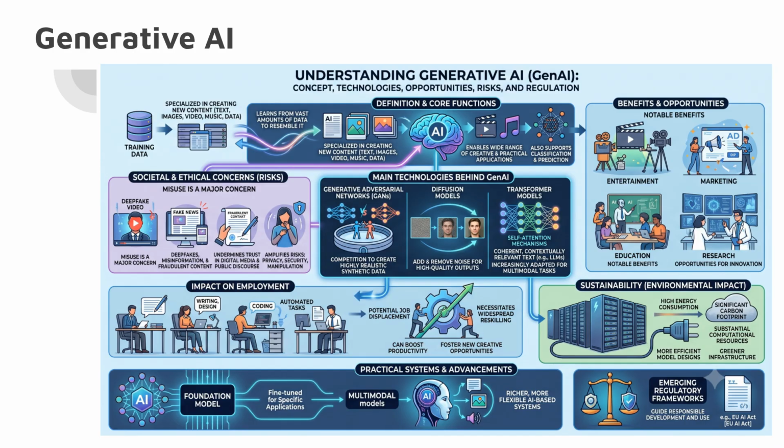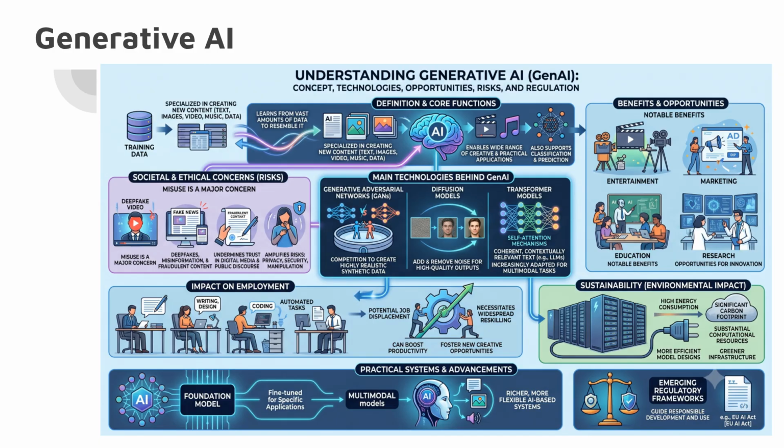The main technologies behind GenAI include generative adversarial networks, GANs, diffusion models, and transformers. GANs use two neural networks in competition to create highly realistic synthetic data. Diffusion models generate content by gradually adding and then removing noise from data, resulting in high-quality outputs. Transformer models, which underpin LLM, utilize self-attention mechanisms to generate coherent and contextually relevant text and are increasingly being adapted for multimodal tasks.